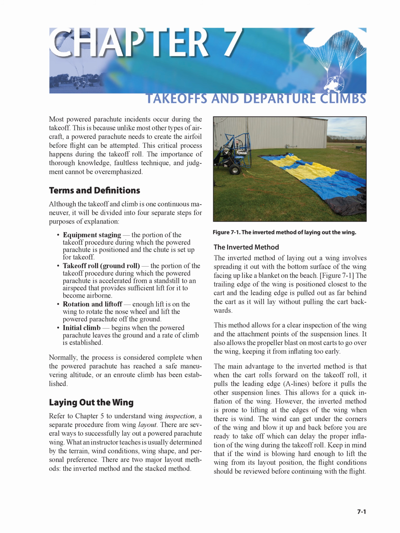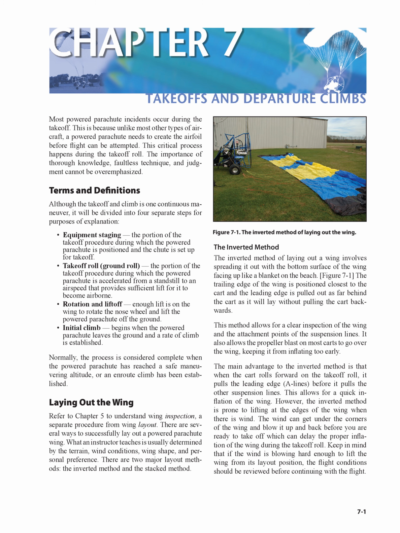Terms and definitions. Although the takeoff and climb is one continuous maneuver, it will be divided into 4 separate steps for purposes of explanation. Equipment staging, the portion of the takeoff procedure during which the powered parachute is positioned and the chute is set up for takeoff. Takeoff roll, ground roll, the portion of the takeoff procedure during which the powered parachute is accelerated from a standstill to an airspeed that provides sufficient lift for it to become airborne.